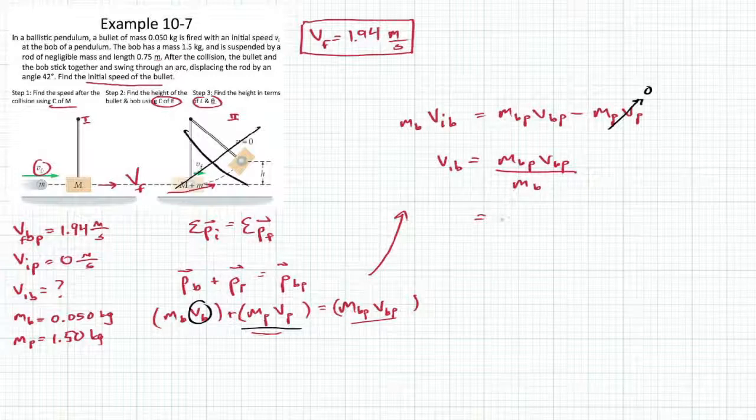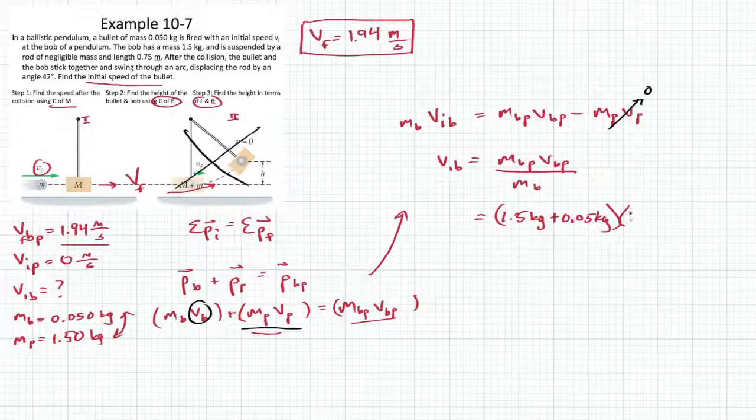Easy enough, right? So what's the mass of them both together? We know that's those two added, 1.5 kilograms plus 0.05 kilograms. That's the mass and the velocity of them together. We know that because that's what we spent all that time solving. That's this right here, 1.94 meters per second. And we simply divide that by what? We divide that by the mass of the bullet. It's 0.05 kilograms.